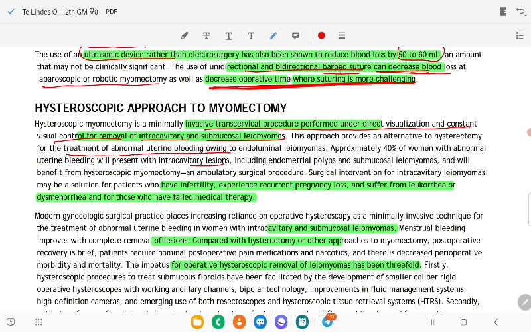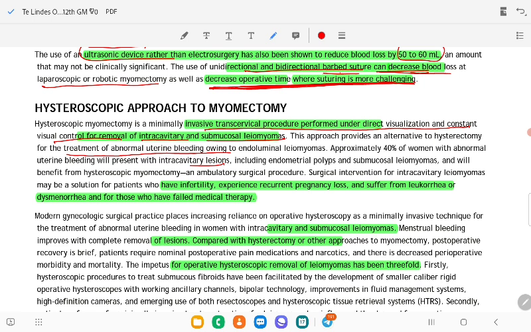Hysteroscopic approach to myomectomy. Hysteroscopic myomectomy is a minimally invasive transcervical procedure performed under direct visualization and constant visual control for removal of intracavitary and submucosal leiomyoma. This can be used for type 0 and type 1. This approach provides an alternative to hysterectomy for the treatment of abnormal uterine bleeding due to endoluminal leiomyoma. Women who have infertility, experience recurrent pregnancy loss, or suffer from leukorrhea and dysmenorrhea, and those who have failed medical therapy, you can offer a hysteroscopic myomectomy.